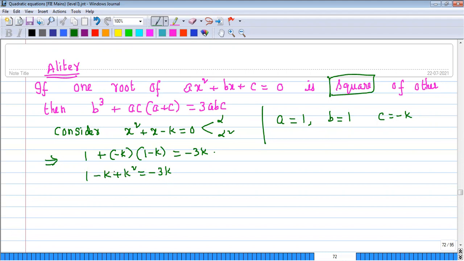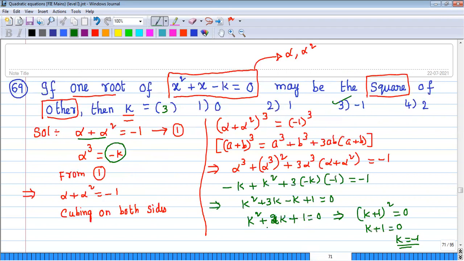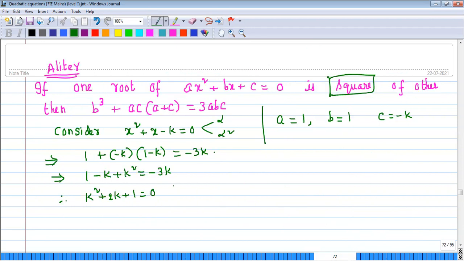Now transpose minus 3k to the left hand side. So we get k square plus 2k plus 1 is equal to 0. So directly say k square plus 2k plus 1 is equal to 0. So further proceedings we can do it. K is equal to minus 1, because this is nothing but k plus 1 whole square. Obviously k equals to minus 1. This is the answer.